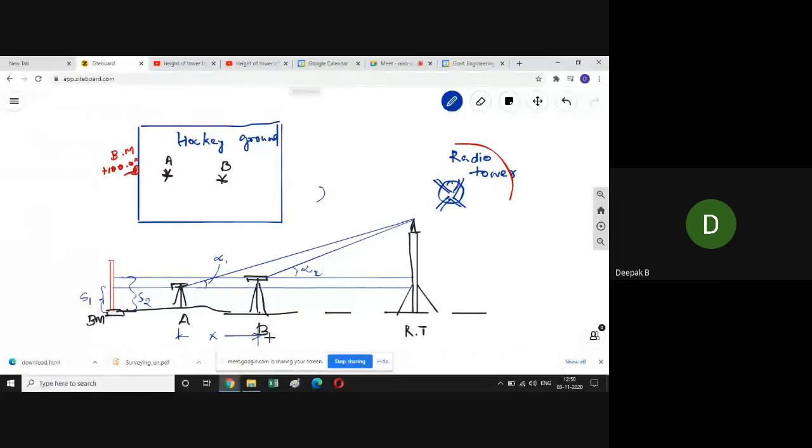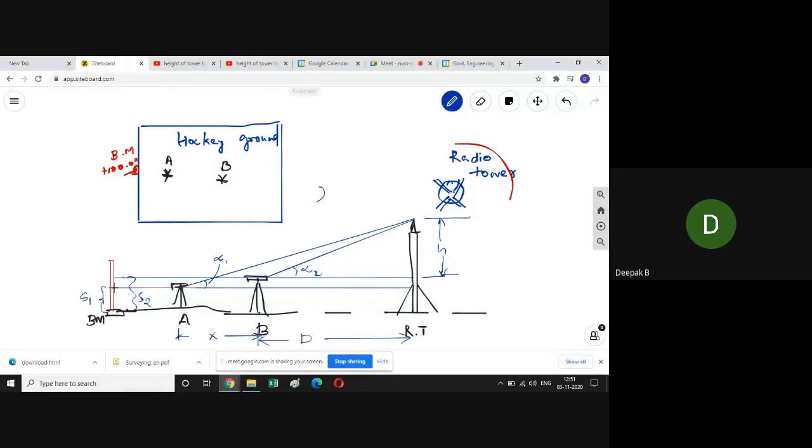Okay, and as I said, this distance is inaccessible. For calculation purposes, let's call it D. This distance is going to be D, and the height of the radio tower above the level plane of the instrument kept at B will be denoted as H. Clear or not? So you first keep the instrument at A.